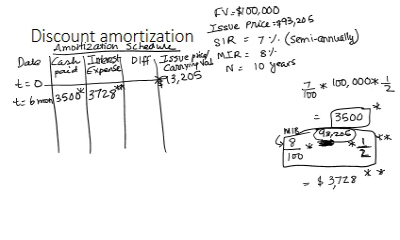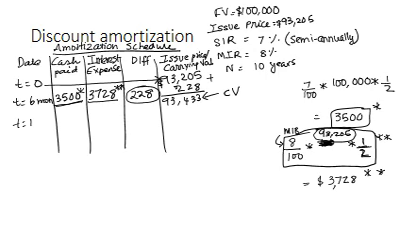The difference between 3,728 and 3,500 is $228, and this $228 has to be added to the initial issue price to arrive at 93,433. Now this is the carrying value, the latest carrying value of the bond after 6 months.